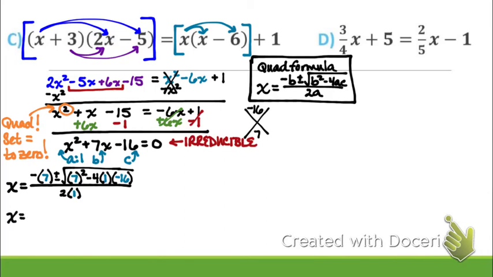So I come in here to clean this up. I have negative 7 plus or minus the square root of 7 squared, which is 49. Negative times a negative, I get a positive here. 4 times 1 times 16, 64, all over 2. What's 49 plus 64? I don't know. 113.